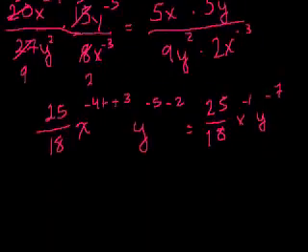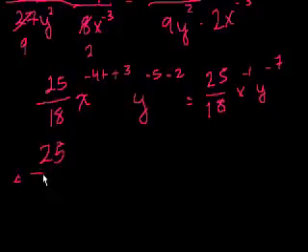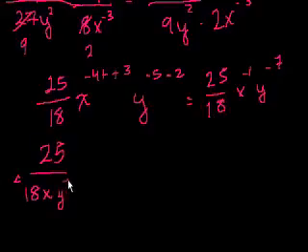And this is the same thing, because this is the same thing as 1 over x to the 1. This is the same thing as 1 over y to the 7. So this is equal to 25 over 18x, right? 1 over x, y to the 7th. Y to the 7th in the denominator, same thing as y to the minus 7 in the numerator. And anyway, that is choice, let's see, 25 over 18, that is choice D.